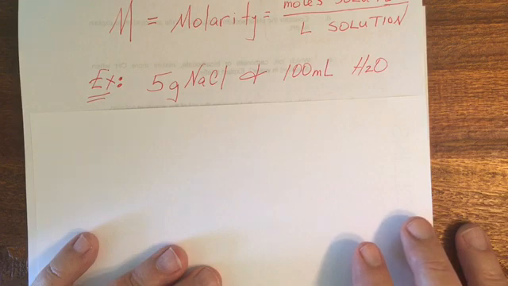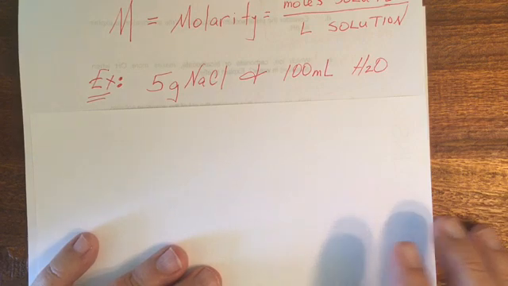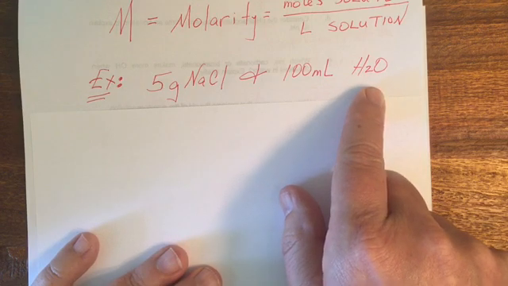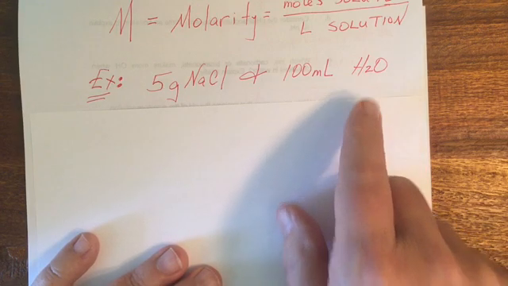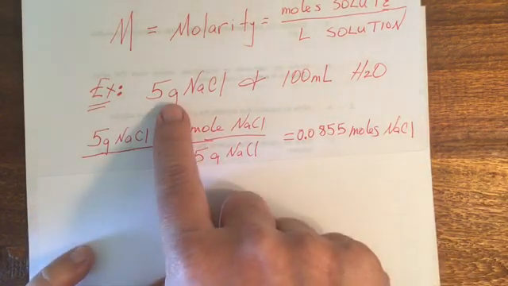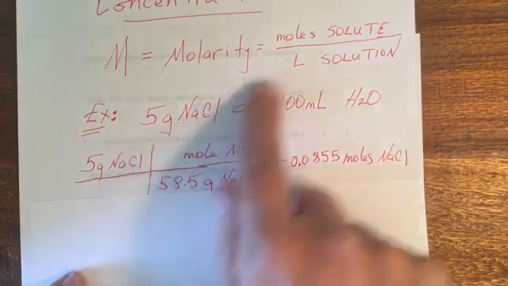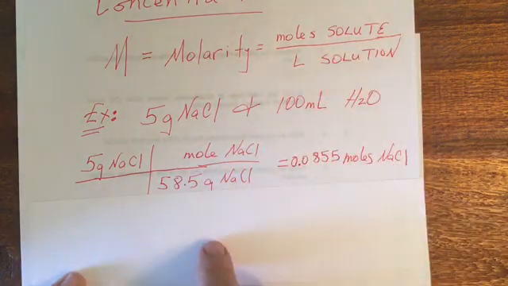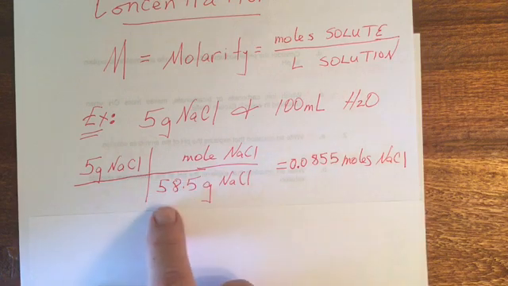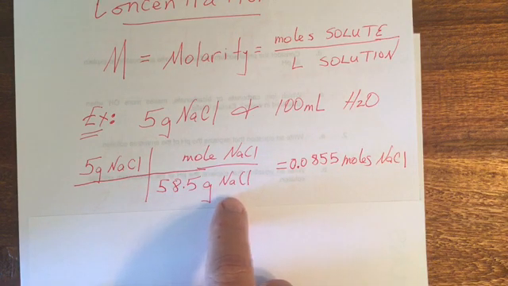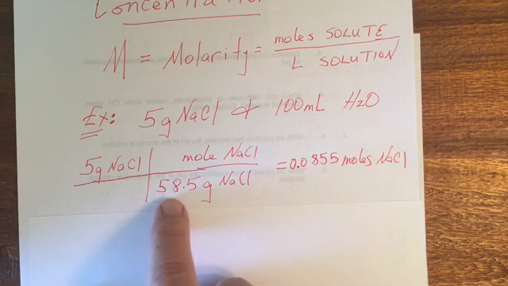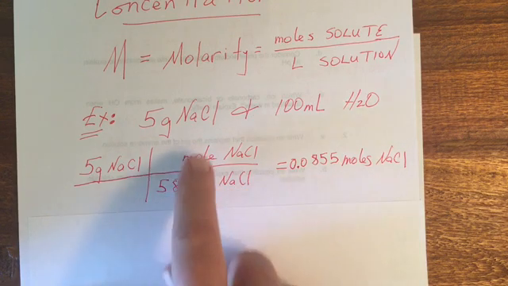5 grams of sodium chloride is my solute, and 100 milliliters of water is my solvent. What is the concentration of my solution? Well, I need to convert grams of sodium chloride to moles of sodium chloride. I'll have my numerator, 5 divided by the molar mass of sodium chloride, which is 23 for sodium and 35.5 for chlorine, to get 58.5 grams per mole.